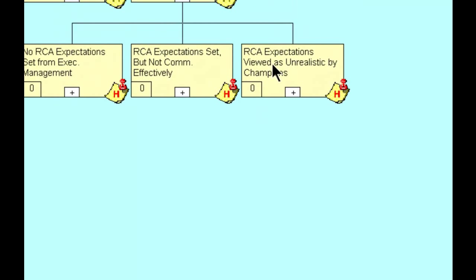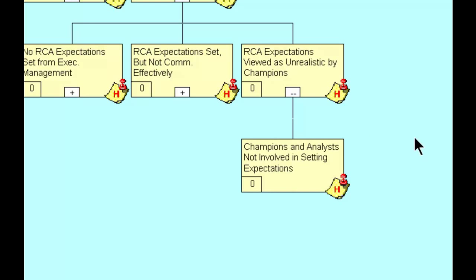Okay, and lastly, we're going to look at RCA expectations viewed as unrealistic by the champions. Executive management made it quite clear what their expectations were, but when we are the ones who are going to go out and do the work, we're saying that this is just far out of line. It's so far out of reach that I'm going to be less motivated to try it because I just can't get there. How can that happen? The champions and the analysts were not involved in setting realistic expectations.